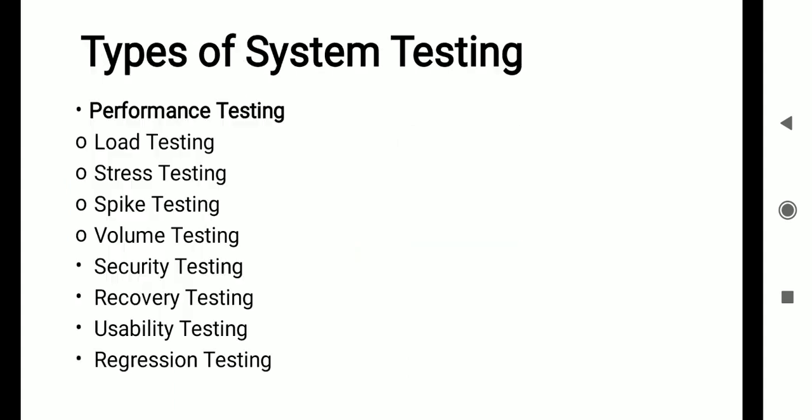Coming on to the next, that is types of system testing. Basically, performance testing is one that falls in this category. In performance testing, there are types of testing, that is load testing, stress testing, spike testing, volume testing. Also, there are some more points. So these were the points which are there in performance testing.